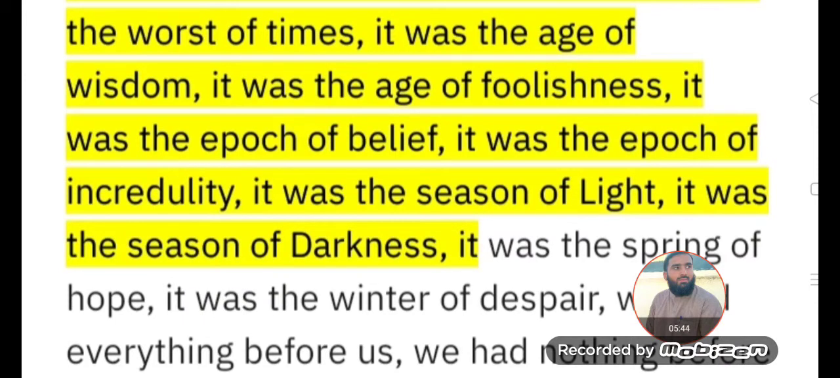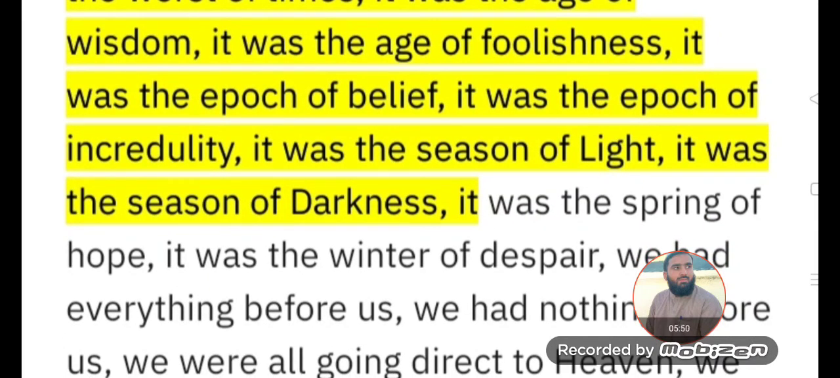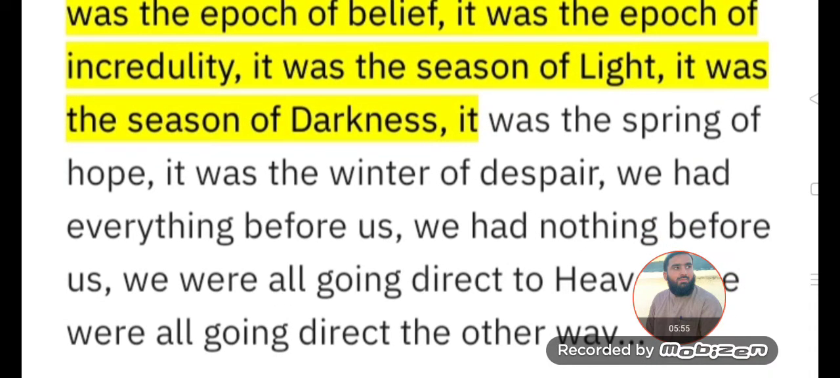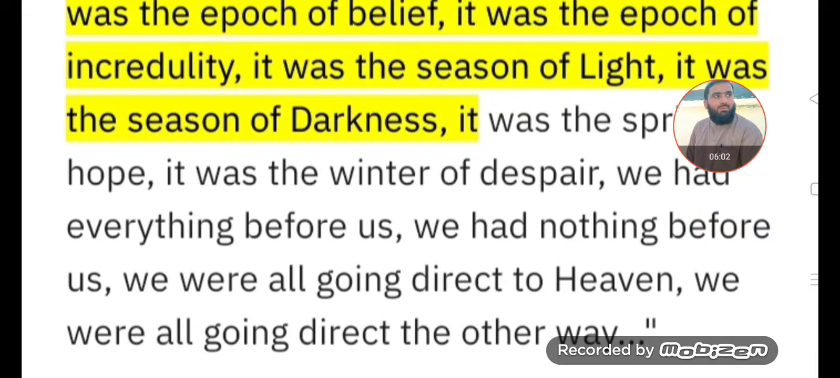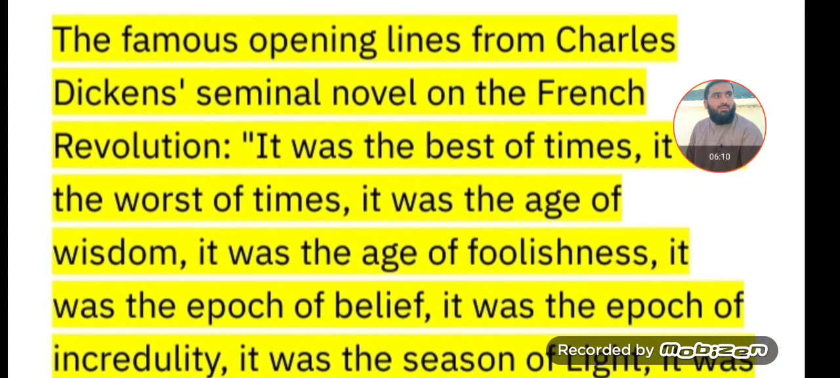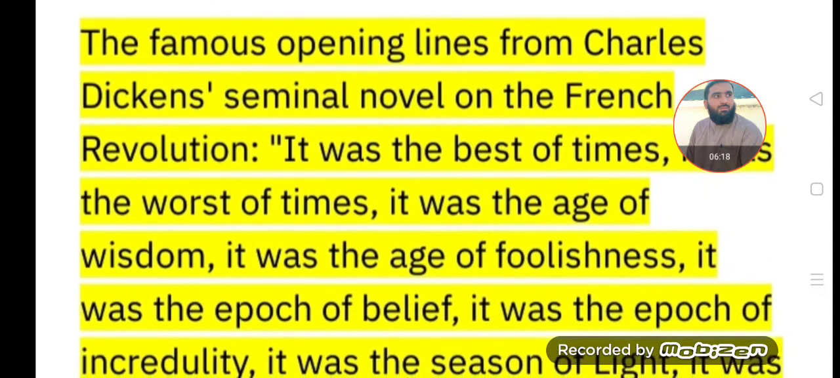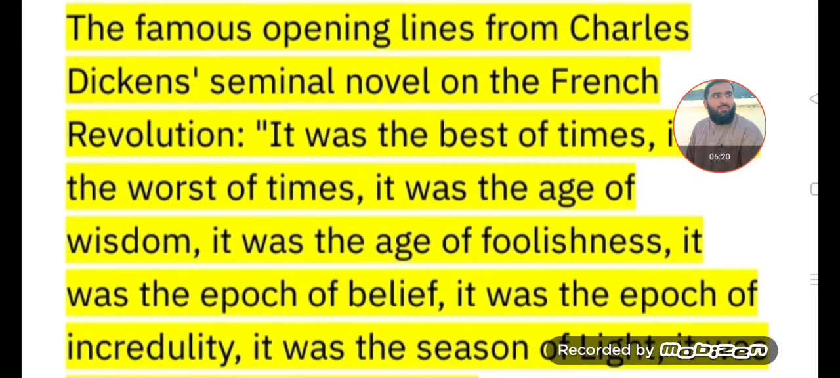Epoch means era, time. It was the time of belief. It was the season of light, it was the season of darkness. It was the spring of hope, it was the winter of despair. We had everything before us, we had nothing before us. We were all going direct to heaven, we were all going direct the other way. So these are examples of parallelism. Parallel structures are used in these sentences by Charles Dickens in the novel A Tale of Two Cities.